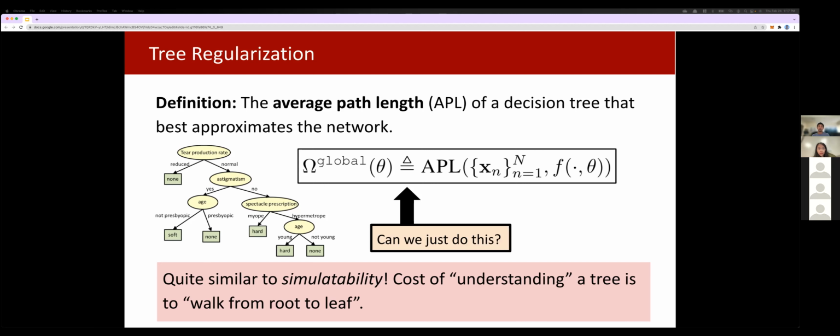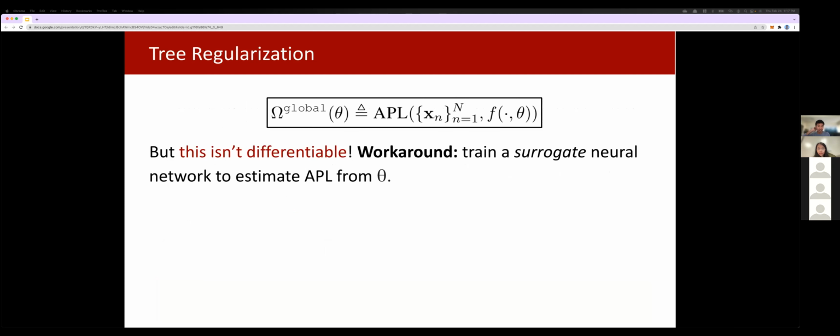Okay, so this is nice. I wish we were done here, but we're not. And the big issue is that, well, this thing isn't differentiable, right? If you think about what you have to do, you have to take your neural network's parameters and then train a decision tree, which is a non-differentiable function. It requires a lot of discrete choices.